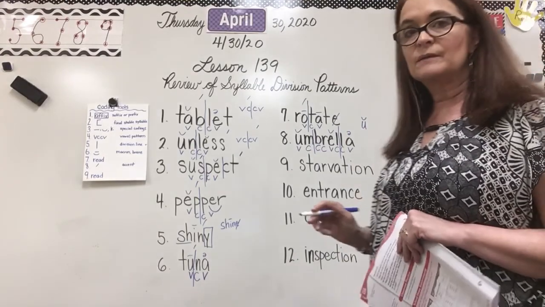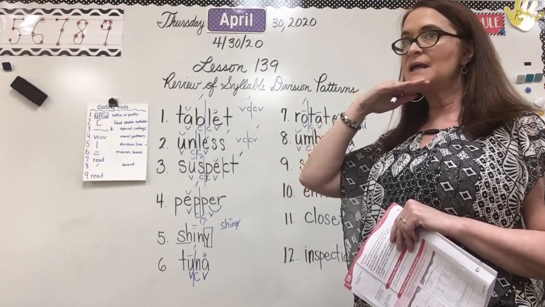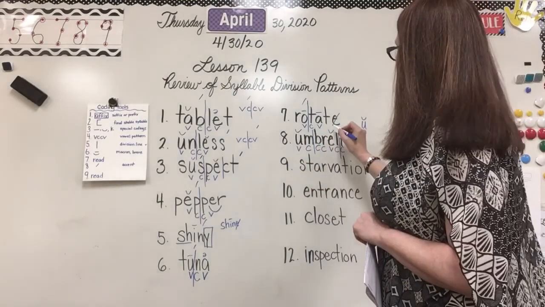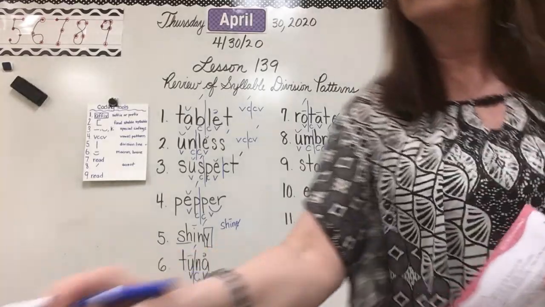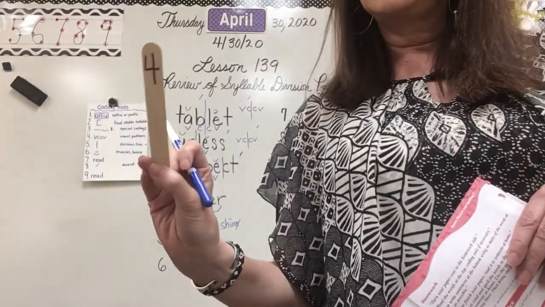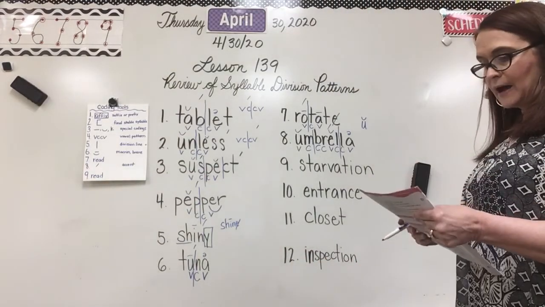All right, now, Paige, I'm going to say it. Umbrella. Umbrella. Where is that accent? Yes, ma'am. It is right here in the middle. Nice job, Paige. Good detective work. All right, Maddie Jane. You are up for number 9.